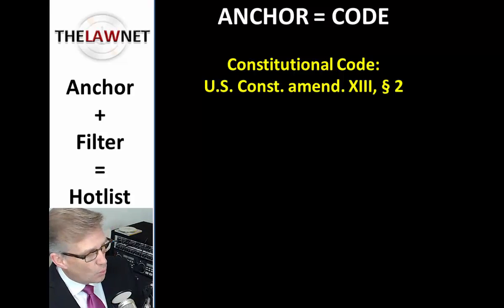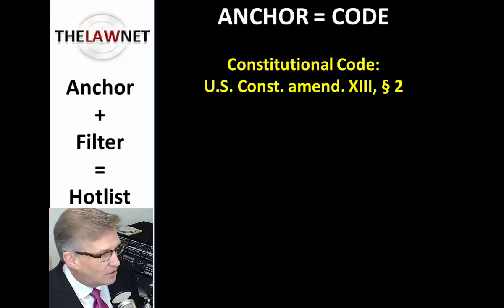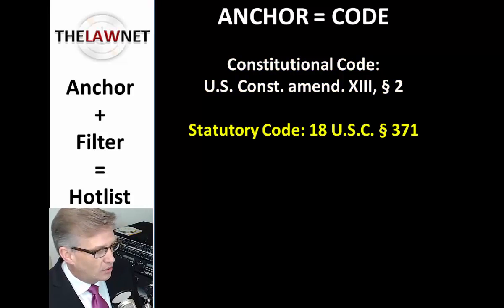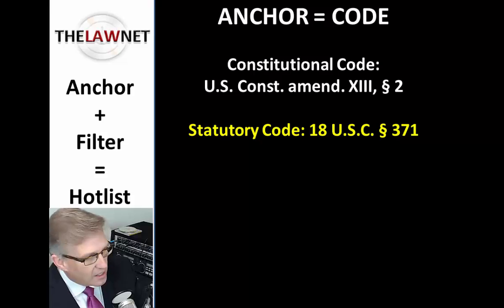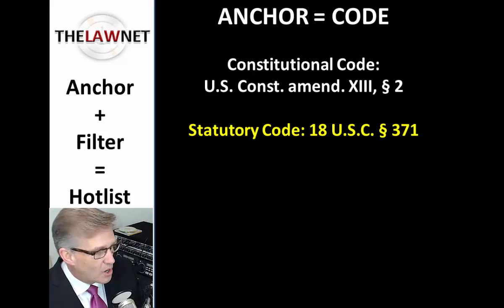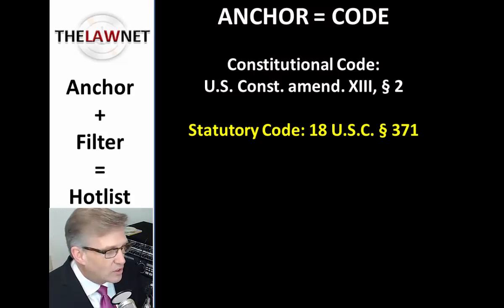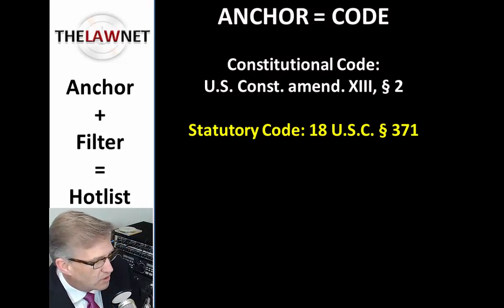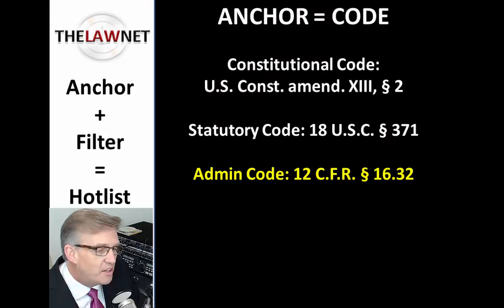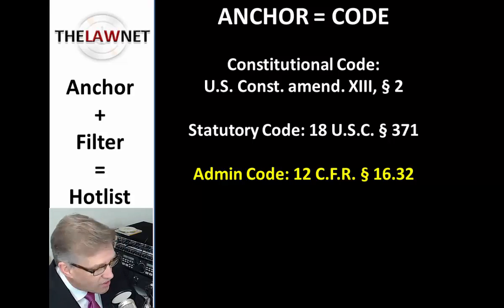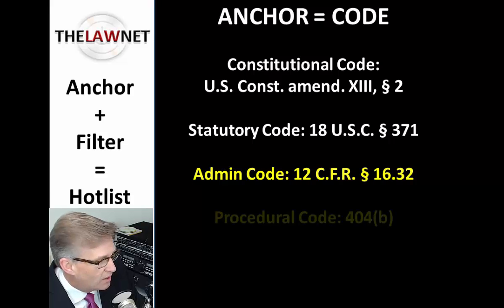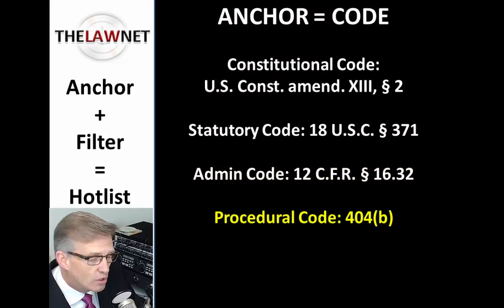So we have constitutional codes, and there is a right and wrong way to cite to the Constitution. In fact, there's only one right way, and there's an example, right? That's what makes it a code. We have statutory codes, right? That is the correct way, and it is the only way to properly cite to the federal criminal conspiracy statute, right? We have administrative codes. This is the correct way to cite to this title and section of the CFR. We have procedural codes, right?